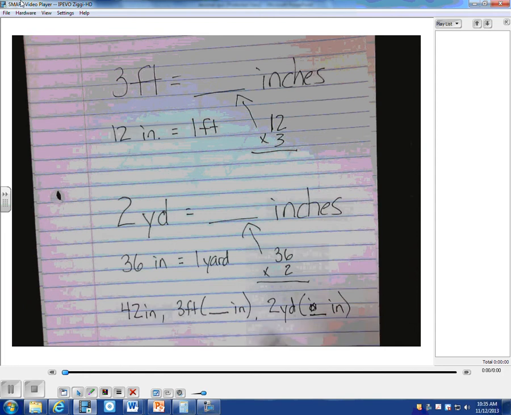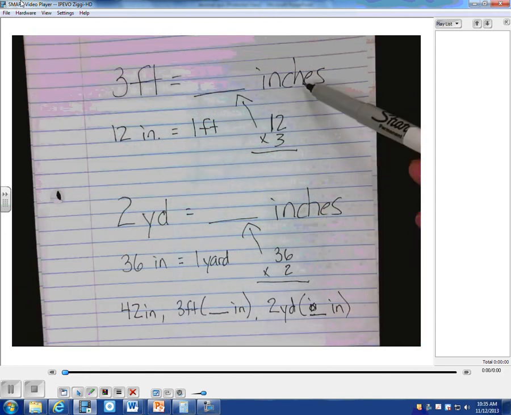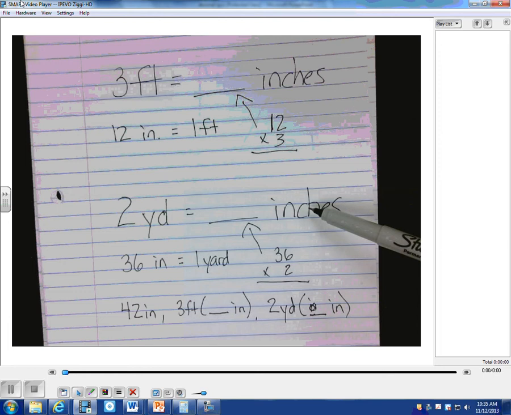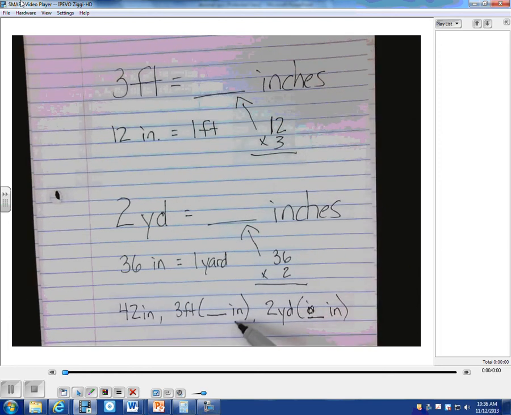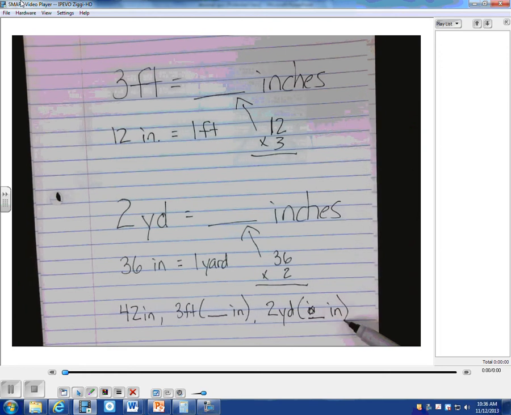So again, you just have to convert the 3 feet to inches. You have to convert the 2 yards to inches. And then once you do that, you're able to have all the same units of measurement, which would be inches. And then you can easily see which one is the smallest.